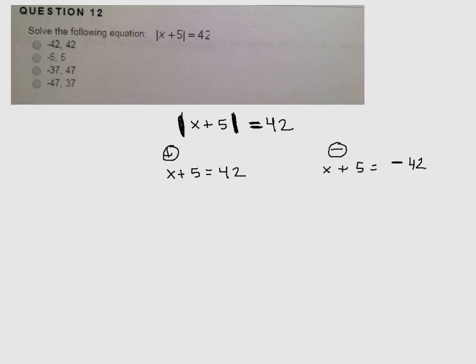So here it is. I'm going to work this problem out twice, and I'm going to go ahead and do both of these at the same time. I hope I don't confuse you by doing that. But the first step is to get rid of the 5 that's bothering the x. So I'm going to subtract 5 on both sides. Cross it out and drop your junk. So I have x equals 37. And then on the other side I have x equals negative 47. These are my two answers. So that would mean that it is the last answer choice, negative 47 and positive 37.